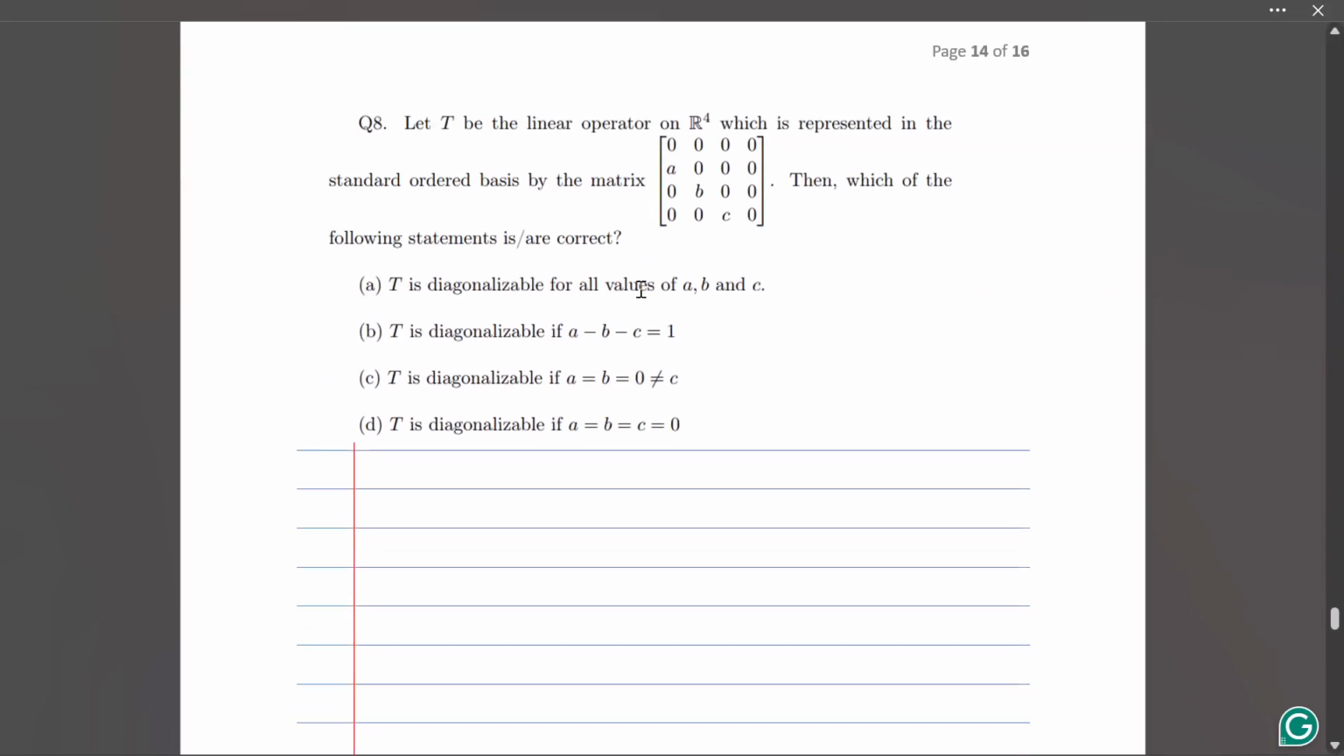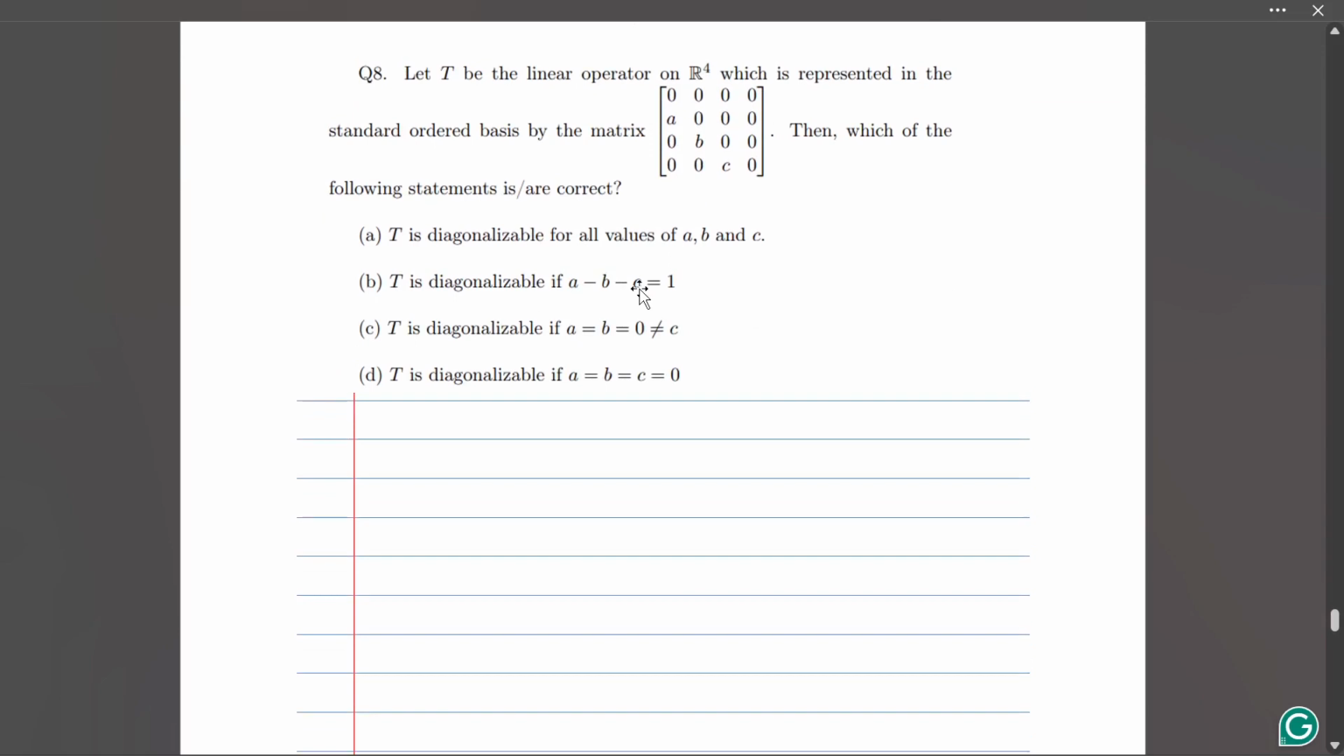Okay, so let's see the eighth question. We have 15 minutes left, three more questions. P is a linear operator on R4 given by this matrix with respect to the standard basis. Which of the following statements is correct? The question is asking about diagonalizability: is it diagonalizable or not? So what is the characteristic polynomial of P?